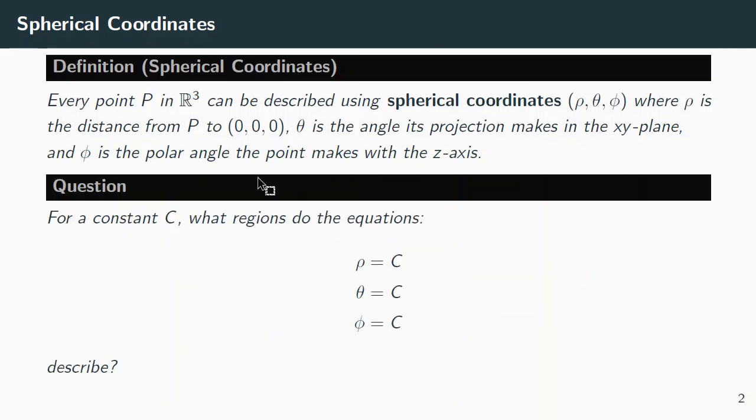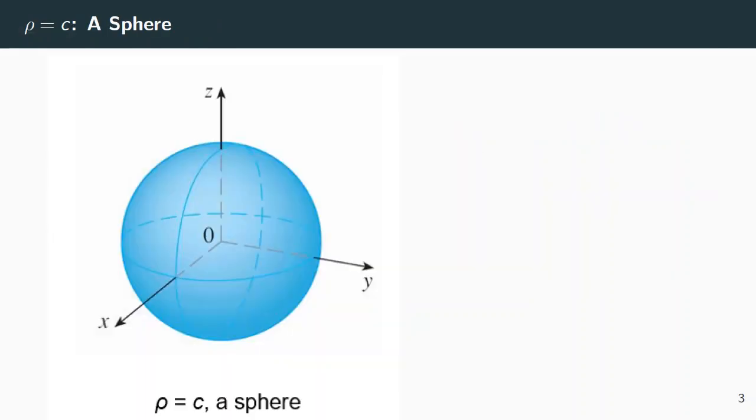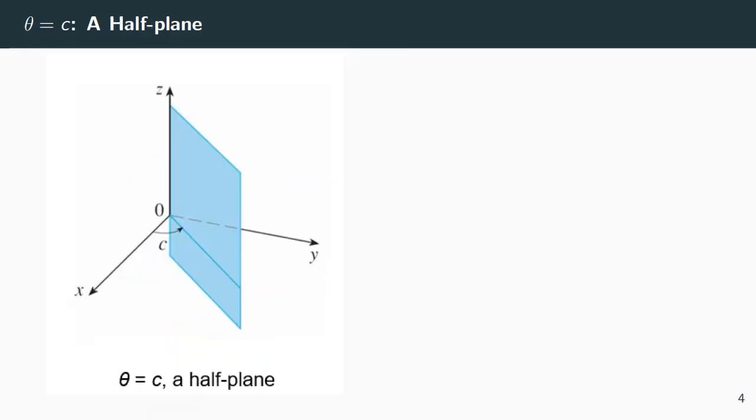One of the questions you might wonder is, what would rho equals constant, theta equals constant, or phi equals constant describe? We'll take them one by one. I mentioned this already: rho equals constant is a sphere. Given a particular constant, all the points at a fixed distance away from the origin give you a sphere centered at the origin. Theta equals constant gives you a half plane. All of the points that have the same angle theta from the x-axis are on this ray in the xy plane. Theta equals constant gives you a ray, but in 3 dimensions that gets extended up into a half plane.